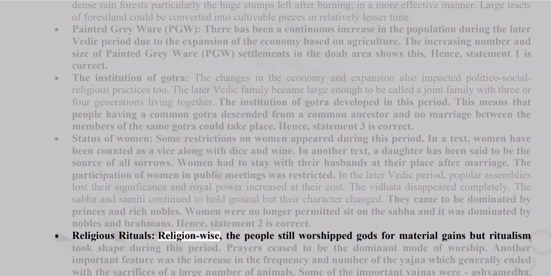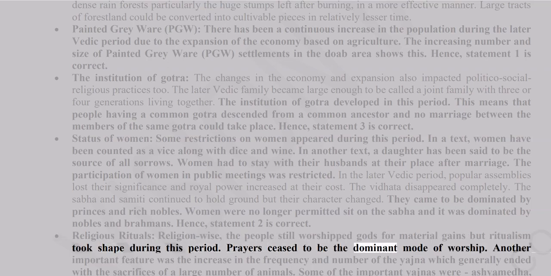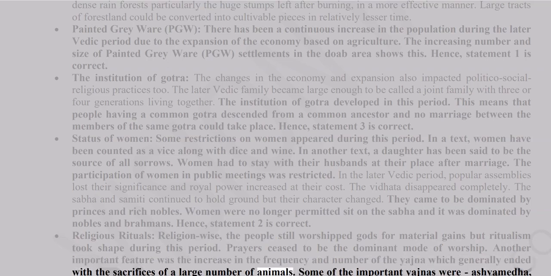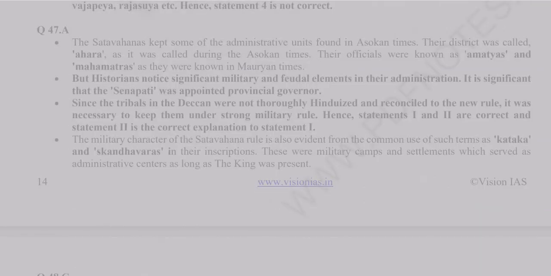Religious rituals. Religion-wise, the people still worshipped gods for material gains, but ritualism took shape during this period. Prayer ceased to be the dominant mode of worship. Another important feature was the increase in the frequency and number of the yajna, which generally ended with the sacrifices of a large number of animals. Some of the important yajnas were Ashvamedha, Vajapeya, Rajasuya, etc. Hence, statement 4 is not correct.